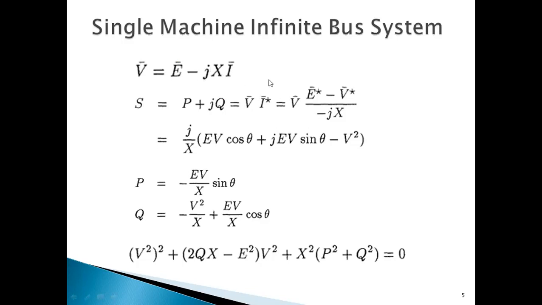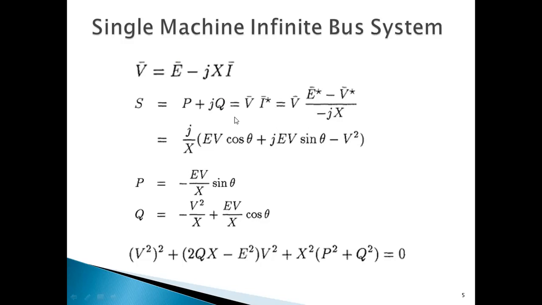Now substituting I in this equation, VI complex conjugate, and taking the complex conjugate and rearranging, we are able to get the complex power, apparent power, equal to j by X into EV cos theta plus j EV sin theta minus V square. You can work out this simplification in your rough notebook.